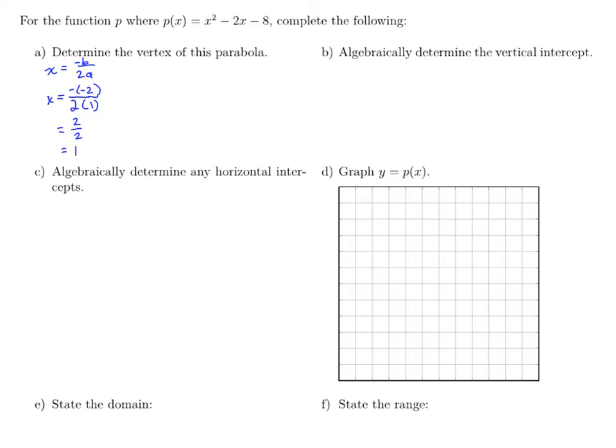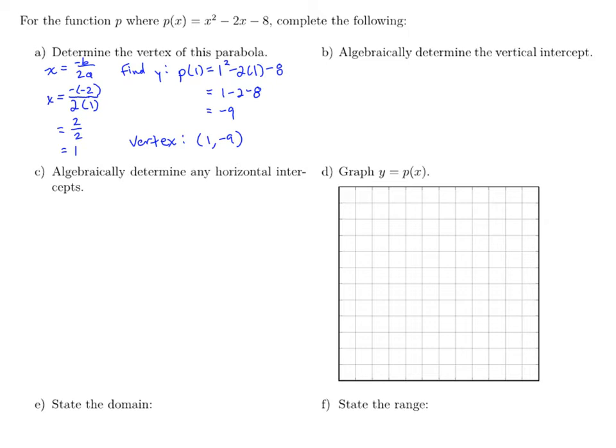To find the y value, or the output, we'll evaluate p at 1. So to find y, we're going to take p of 1, and that'll be 1 squared minus 2 times 1 minus 8. Simplifying that, we get 1 minus 2 minus 8, which is negative 9. So we know that the vertex will be the point 1, negative 9.